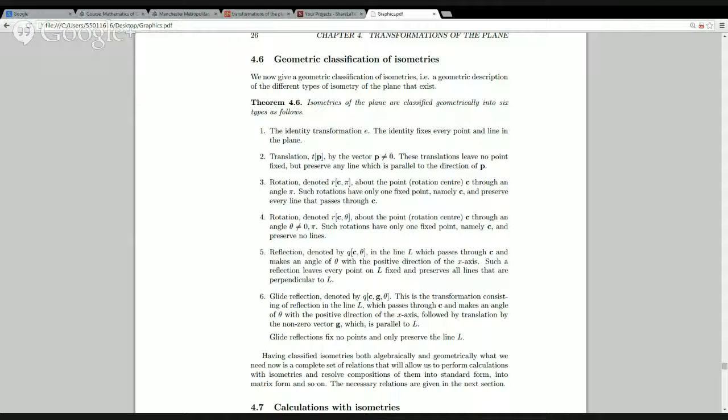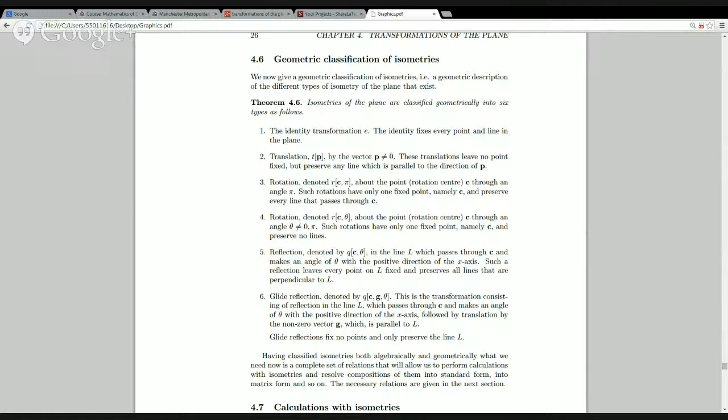So that little discussion there tells us that really, when we're talking about isometries, we're really only talking about rotations and reflections. They're the two geometric types of isometry. And those are for ones that fix the origin. Obviously, we can do these things. We can rotate and reflect away from the origin as well.